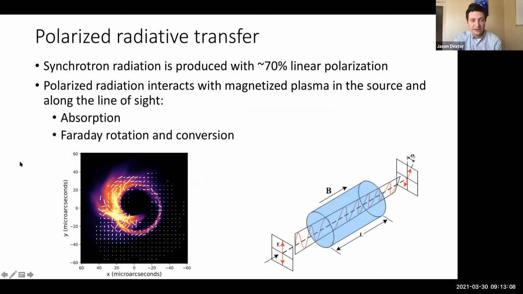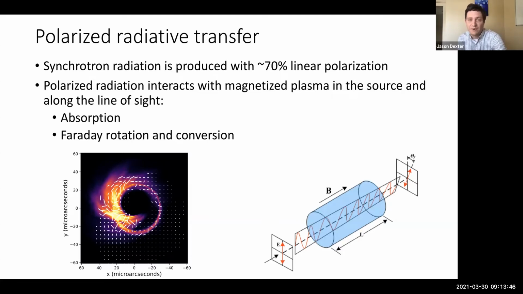Okay, so I'm going to talk at first about what the effects are, briefly mathematically, here qualitatively, that we might expect to be important when we talk about polarized radiative transfer of synchrotron radiation near a black hole. The first thing is that synchrotron radiation is generally produced with very high linear polarization fraction, roughly 70% as a canonical number. And before we observe it, this polarized radiation then interacts with magnetized plasma, both in the source where it's being emitted and along the line of sight between the source and us observing it.